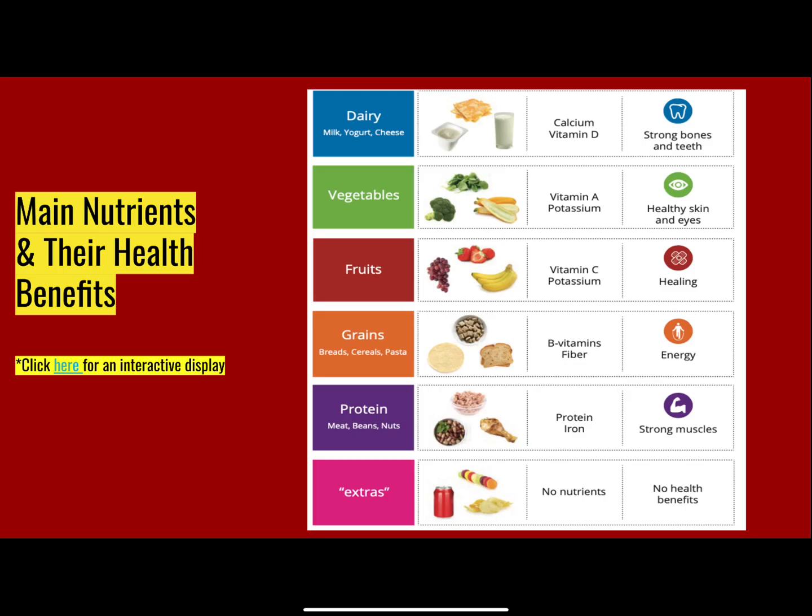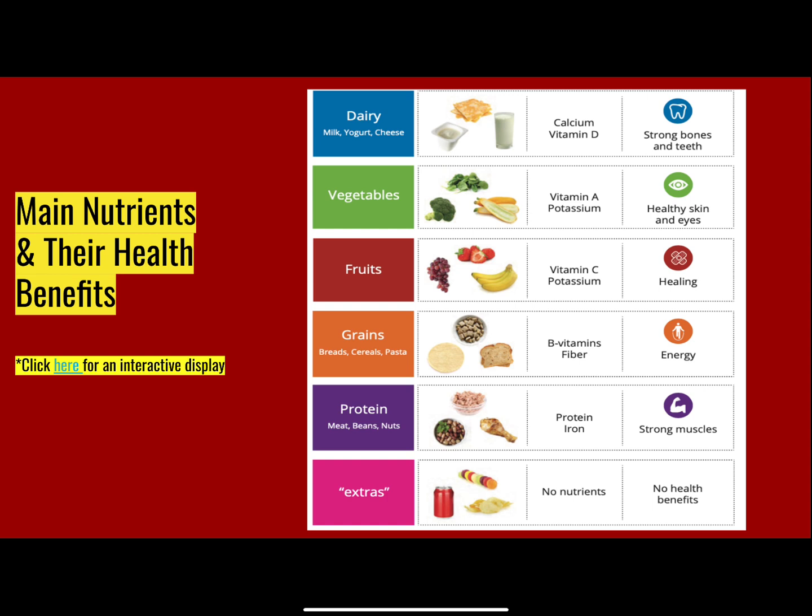Let's take a look at each food group, their nutrients, and the health benefits. So dairy is blue. Its main nutrients are calcium and vitamin D. You need those for strong bones and teeth.